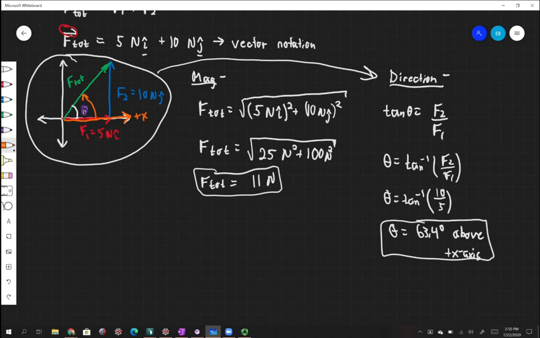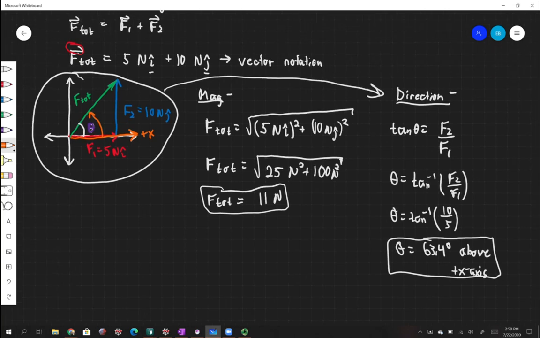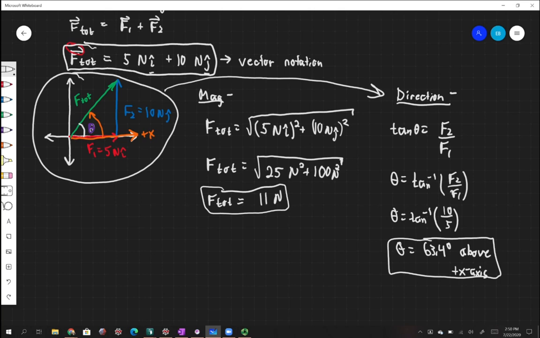And that's how we would add vectors and give potentially 3 different kinds of answers. In vector notation, we just write out the vector, making sure to include these unit vectors for specifying directions. Or if we're asked for magnitude, we can use the Pythagorean theorem. Or if we're asked for direction, we can find the angle using trigonometry.